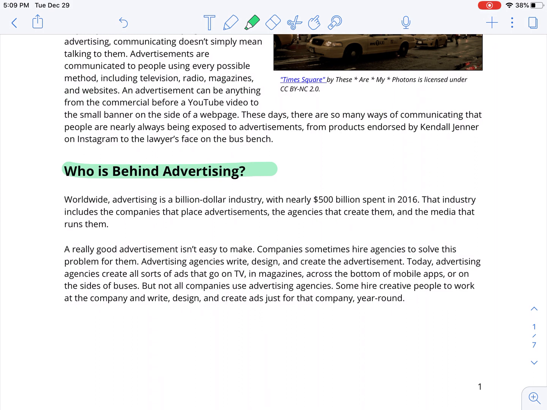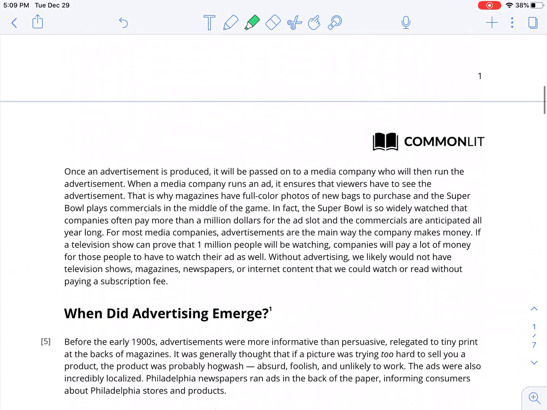Today, advertising agencies create all sorts of ads that go on TV and magazines, across the bottom of mobile apps, or on the sides of buses. But not all companies use advertising agencies. Some hire creative people to work at the company and write, design, and create ads just for that company, year-round.